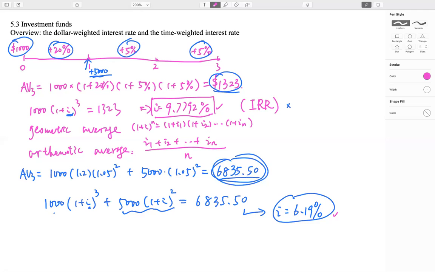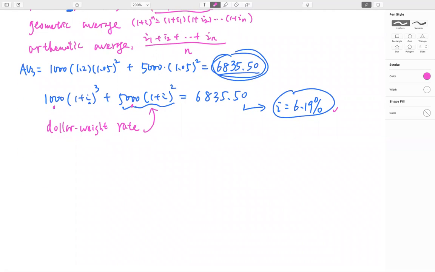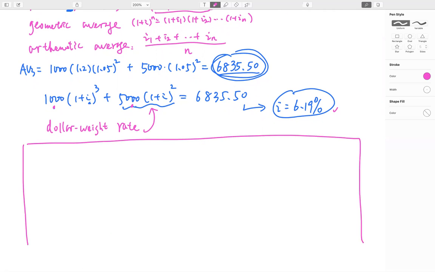What we applied here is what we usually refer to as dollar weighted. That's because we take into account the impact of all the dollars, or the account value. So this is the original account value at time 0, and this is the additional contribution to the account value we take into account. So when we calculate dollar weighted interest rate, this is how we perform. Now let me summarize the definition, how it is defined.